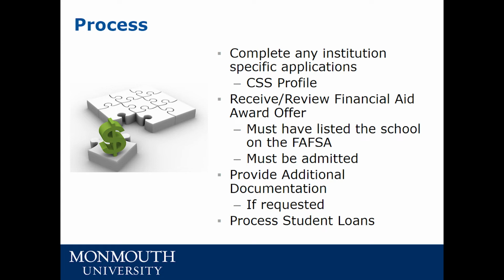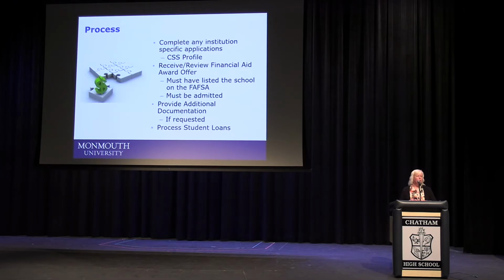It's used by a few hundred colleges and universities across the country, mainly private institutions, but there are some publics that use it. What do they use it for? They're using it for their institutional funds. They have a significant amount of institutional money to spend, but they want more information and they want to further refine who they're going to give those dollars to. So they want more information than what's on the FAFSA.